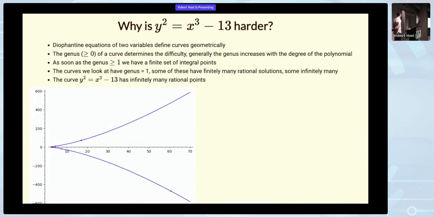Okay, so why is this equation harder? This might be the most mathematical slide of them all. So these equations where you've got two variables, you can think of them as a curve.